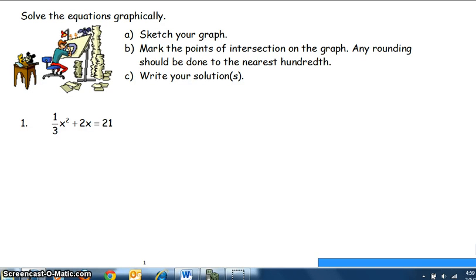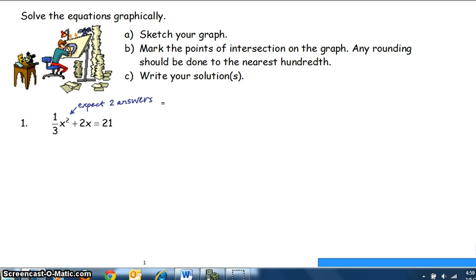So now we're going to look at how we can solve quadratic equations by graphing. The first thing I want to remember is that the highest exponent here is a 2. That tells me to expect 2 answers. So when I go to my graph, that's what I'm going to be looking for.